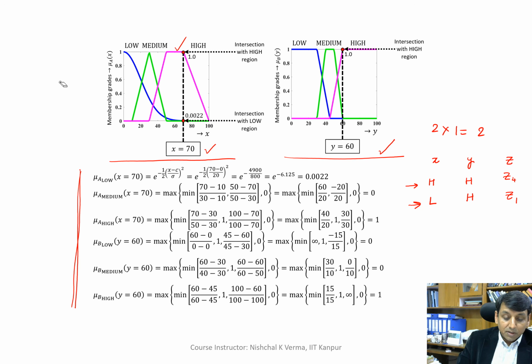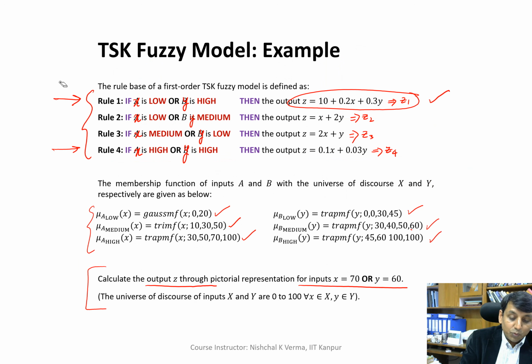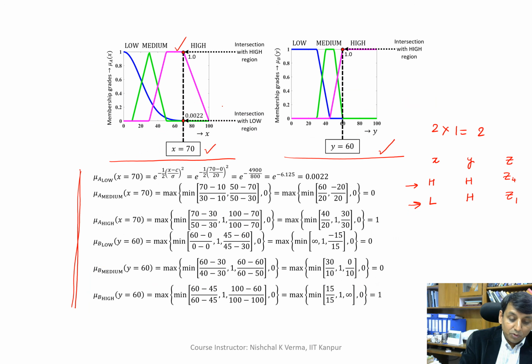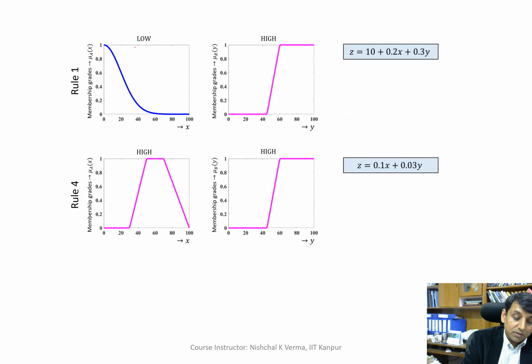Rule number 1 is given: x is low, y is high. Low we already know. This fuzzy set is for low, so we take this fuzzy set here and we have to plot it. Similarly for high, we can see from there. So high is here.